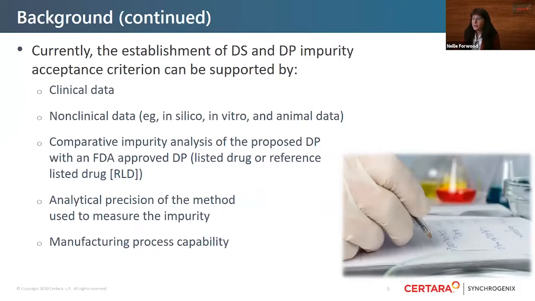Currently, the establishment of drug substance and drug product impurity acceptance criteria can be supported by clinical data, non-clinical data, comparative impurity analysis of the proposed drug product with an FDA-approved drug product, analytical precision of the method used to measure the impurity, and manufacturing process capabilities.